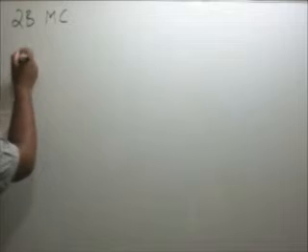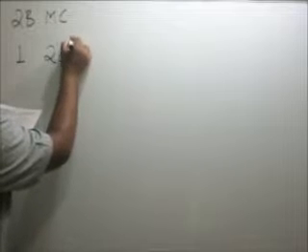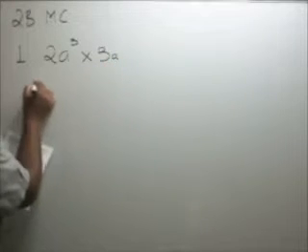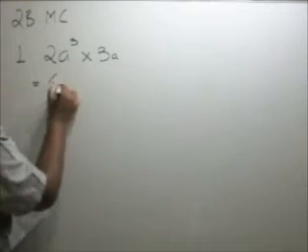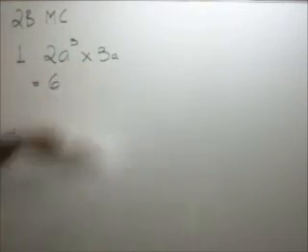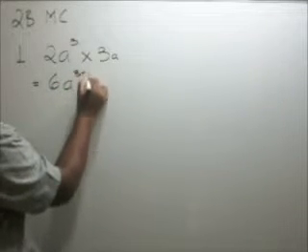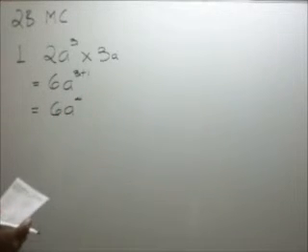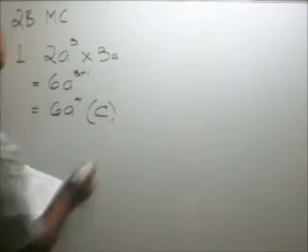Question 1 says, 2a to the 3 multiplied by what? 3a. Now, there's a question on indices, which is about 2 times 3, which is 6. For indices, if the bases are the same and you are multiplying, you're going to add the power. So it's going to be a to the 3 plus 1. So this is equal to 6a to the 4. And the answer there was actually C. So that is C.